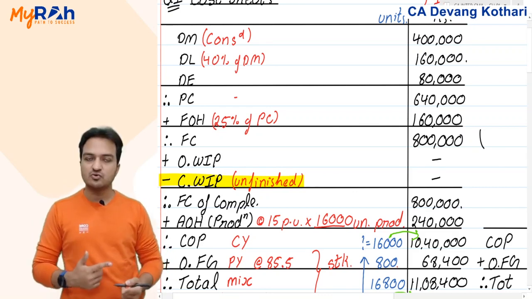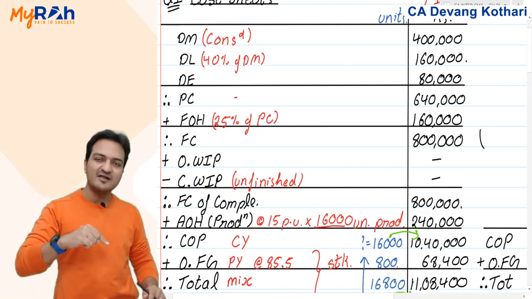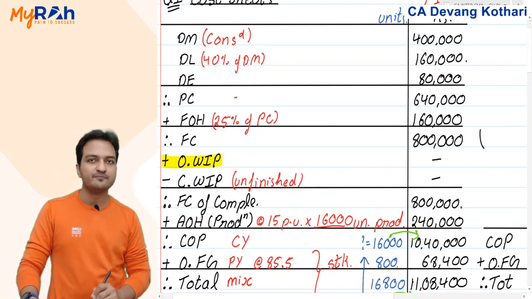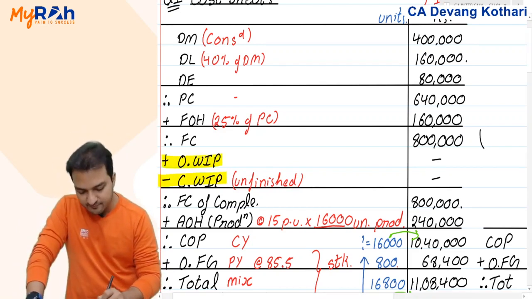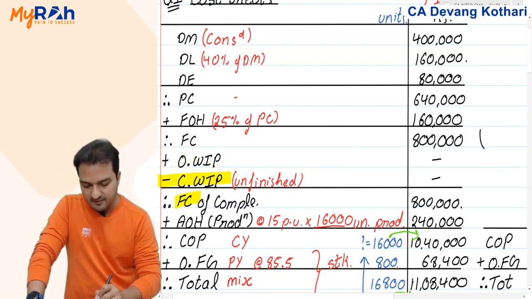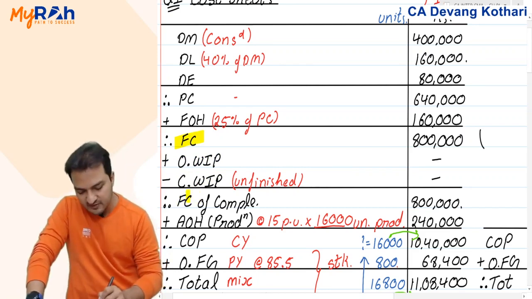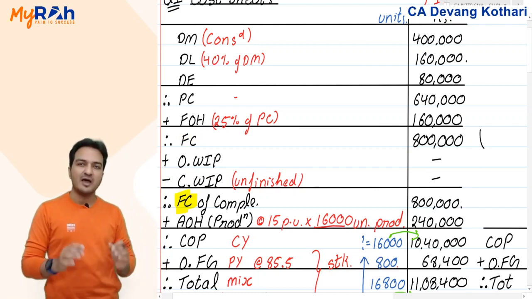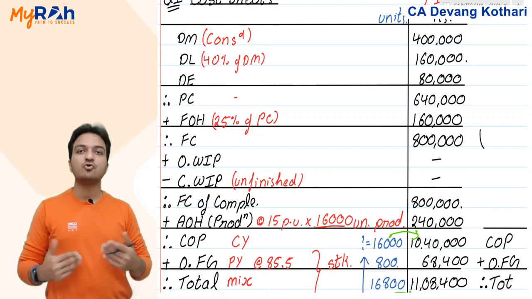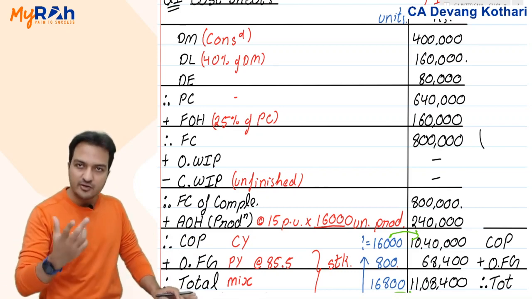When will these units be sold? They will be sold in the next year. So in the next year, it will be added in the format of next year under the name opening WIP. So add opening WIP less closing WIP gives me again factory cost. Notice the name. This was named factory cost, and after WIP adjustment, this is also named the same factory cost. Why the same name? Well, because there is no new cost which was included there. It is just the adjustment of units that I have done.